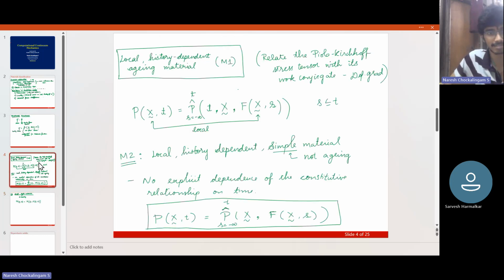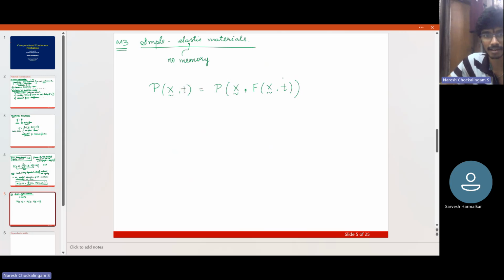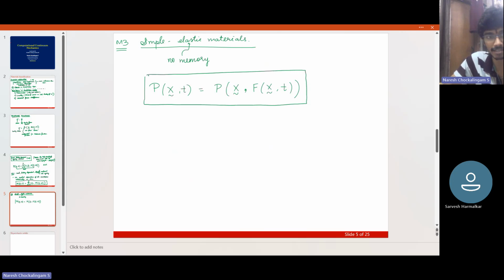So contrast with the other cases, where we have an S which is less than or equal to t. The entire deformation history, F of x comma 0, F of x comma 1 second, F of x comma 2 seconds, the entire deformation history gets into the constitutive relation. Unlike that case, here there's no S, it's only the current t. So no matter how we have got to the current state of deformation, the response is always on the current deformed configuration and not the history of deformation. So this is a history independent material. So elastic materials are history independent and they have got no memory.